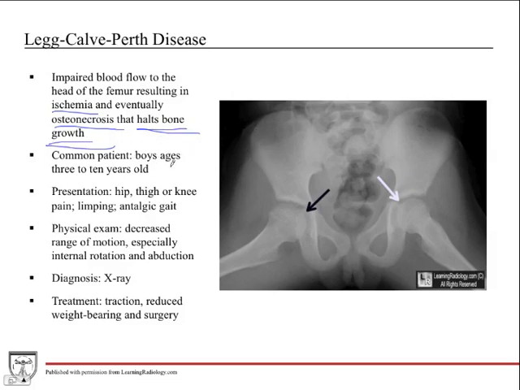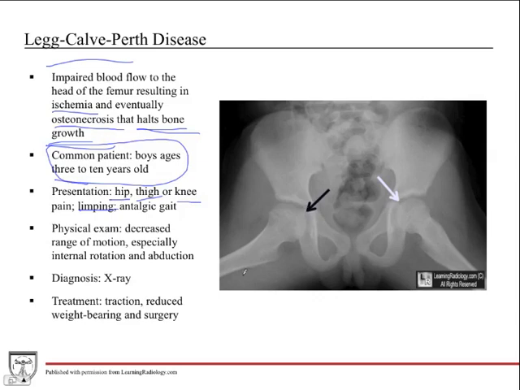Common in patients, boys age 3 to 10. This is an important thing to pay attention to because this can help you narrow it down to Legg-Calvé-Perthes. Presentation: they could have hip, thigh or knee pain. So hip problems can manifest as knee pain, just like knee problems can actually manifest as hip pain. Another thing to take note of, a side note, is that spine problems can actually manifest as hip pain as well, and actually hip problems can manifest as back pain. So all important things to know.